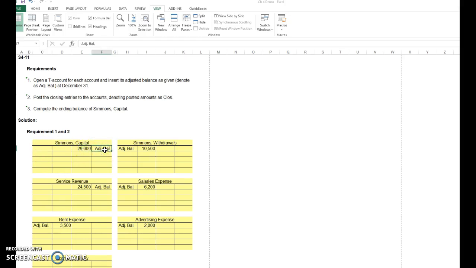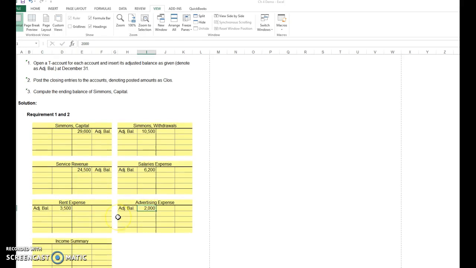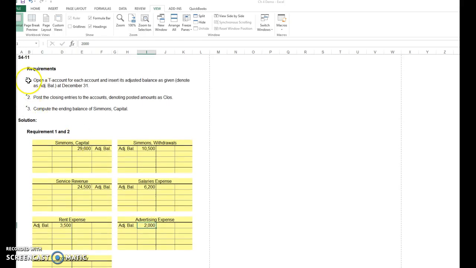And that's why I kind of want to go over this problem so you can see how this T account actually works. So all of these adjusted balances are in your book, and so I opened up all of the T accounts, and that's requirement number 1, and that's as of December 31st. So the main thing that we want to do is post the closing entries to the accounts, denoting posting amounts as CLOS, kind of like the adjusted balance.